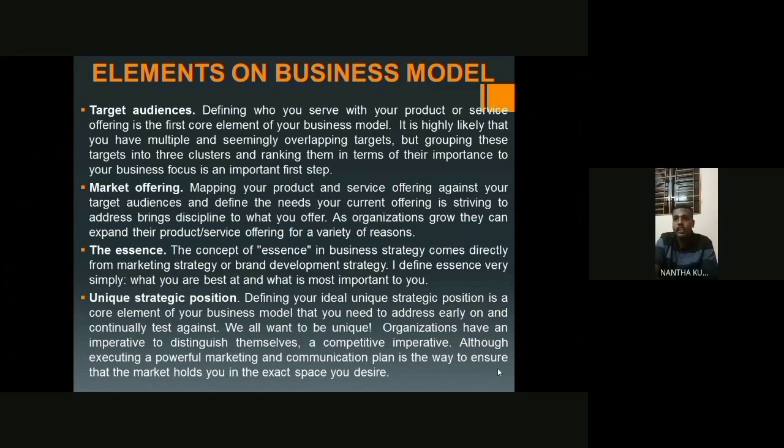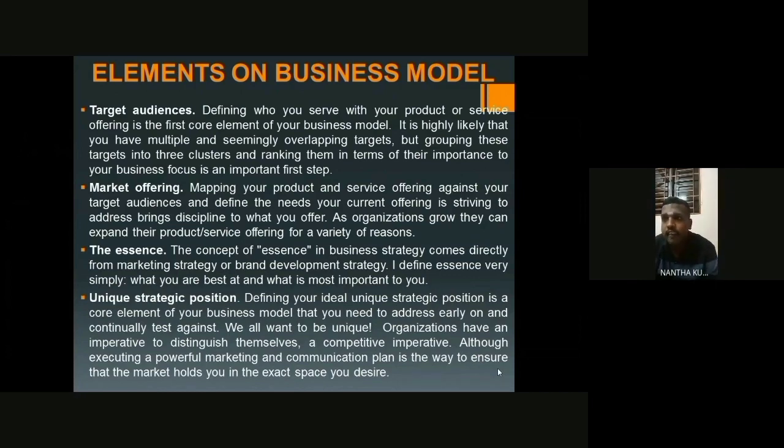Okay, this one is the most important element because we need to know what customer want from us. As a producer or as a seller, we need to know what is the target of the audience, what the customer need from us. We need to fulfill what their need, and then only we can get the good benefit in our business model. Okay, the next one is market offering.